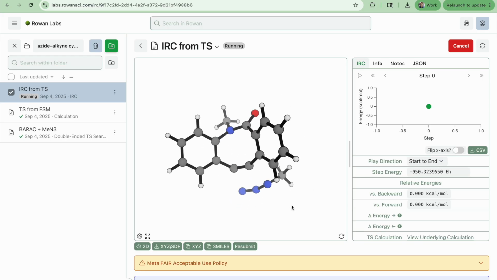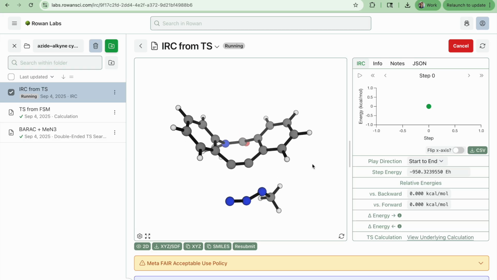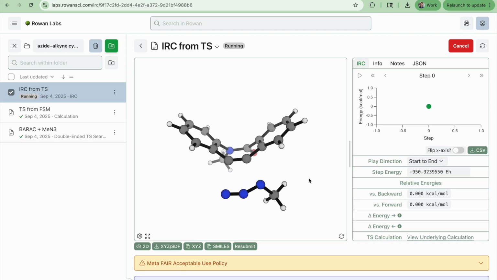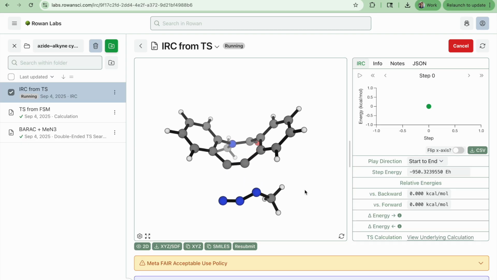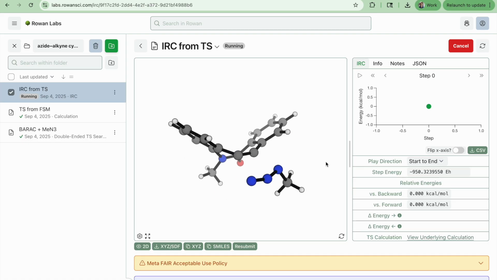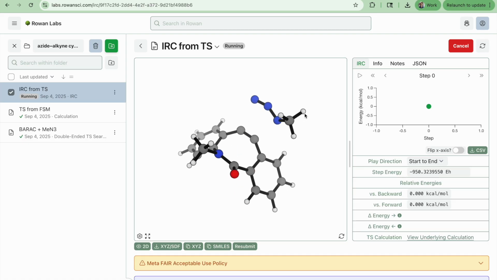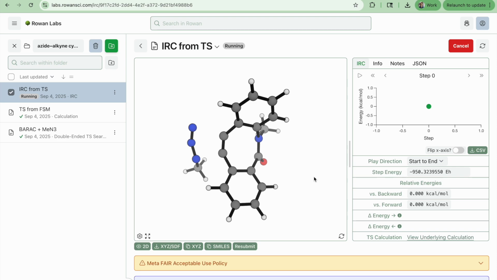And again, this is all automatically done on Rowan via GPU. We pick a GPU that fits the size of the system and the neural network potential you've chosen so that you have enough VRAM, it runs quickly, etc. So this should be running quite fast, and we should see some steps coming in within the next minute or so. Okay, so we're just waiting around here a little bit for the IRC to start running.